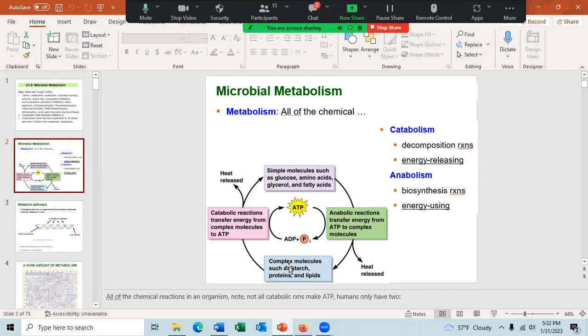Now, this slide is showing you that catabolism happens with the making of ATP. You should realize that animal cells are really lousy at making ATP. We only have two chemical reactions that make ATP, and that is aerobic respiration for animal cells, and then fermentation. In all other catabolic reactions, which are by and large the vast majority of them, you do not make ATP in animal cells.